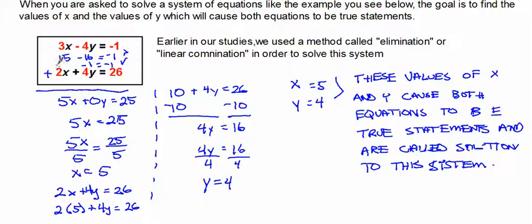If I took x here, 2 times 5 is 10. 4 times 4 is 16. And indeed, 10 plus 16 does make 26. So therefore, we know that this causes both statements to be true. Therefore, it's a solution to the system.